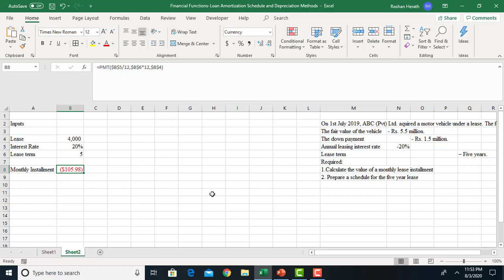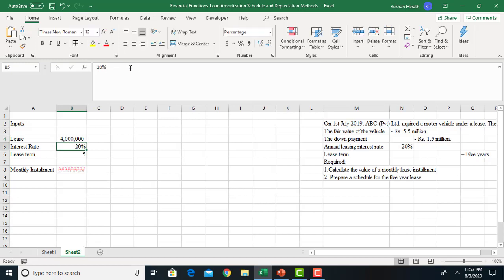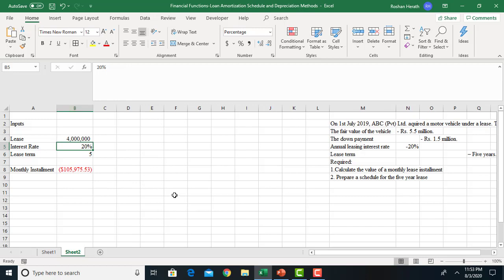Monthly installment. So if you want to take them in the full amount, you can do that easily. So it's going to be exactly 105,975.53. So that is in full terms. Now you need to prepare the loan repayment schedule for the 5 years. So you can take that, the loan repayment schedule.